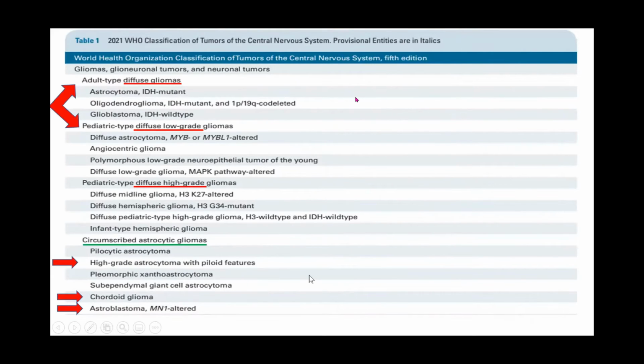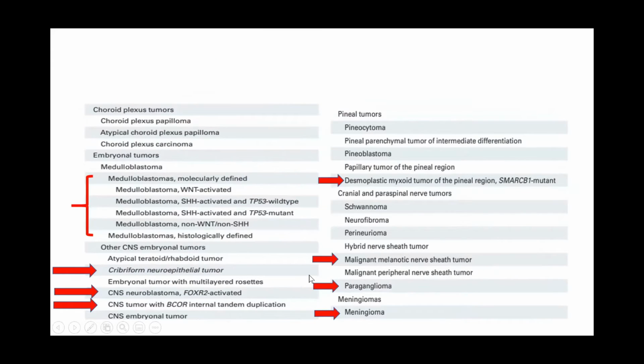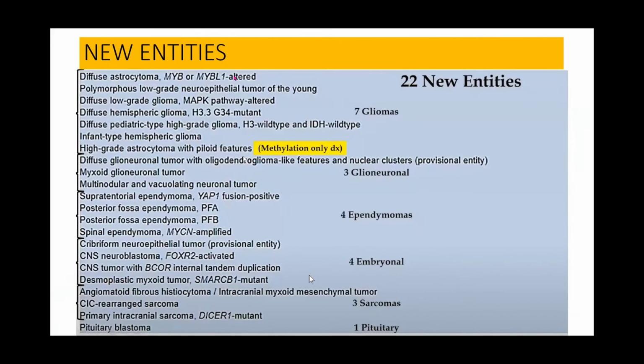Now, I'm going to skip these very heavy slides and just go to the important points. There are 22 new entities that have been added in the new WHO 2021, which include 7 new gliomas, 3 glioneuronal tumors, 4 ependymomas, 4 embryonal tumors, 3 sarcomas, and 1 pituitary blastoma. And these 22 new entities have been added because these are some rare types which are associated with particular molecular alterations which not only help in making their diagnosis but also prognosticate the patient.